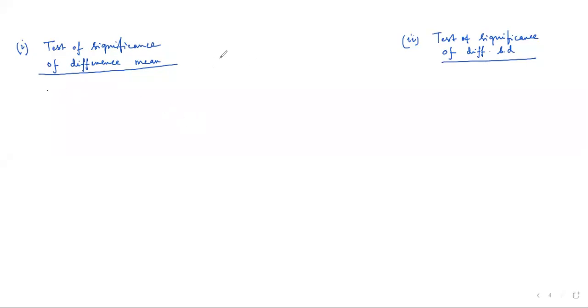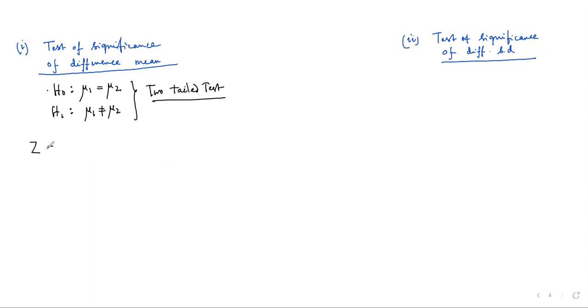Your null hypothesis will be, in this case, in the first test, mu1 equal to mu2, and your alternative hypothesis will be mu1 not equal to mu2. You are actually saying that there is no significant difference between the population means.